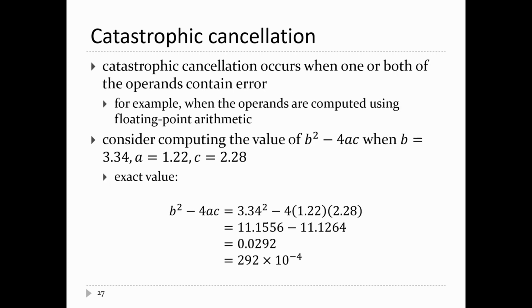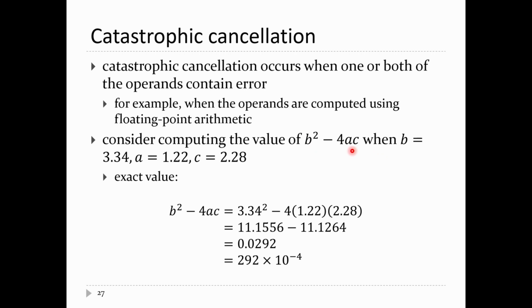There's something called catastrophic cancellation that occurs when one or both of the values that you're using actually contain some error. So for example, if I try to compute some difference, when I compute the difference, the two values that I'm subtracting are also computed in floating point. Because you've already seen, when you compute something in floating point, there's usually some small amount of error in the computed result.